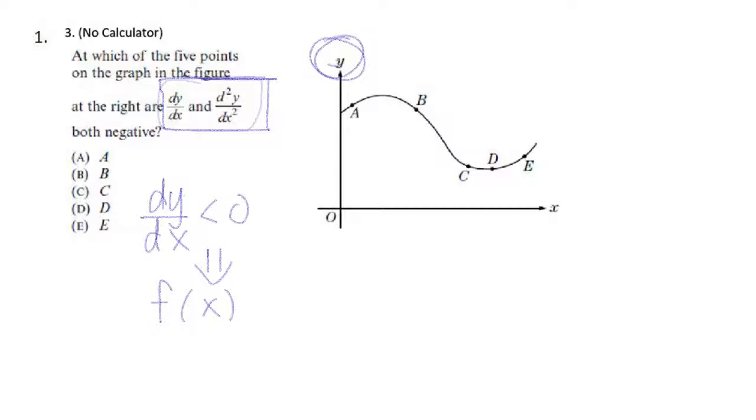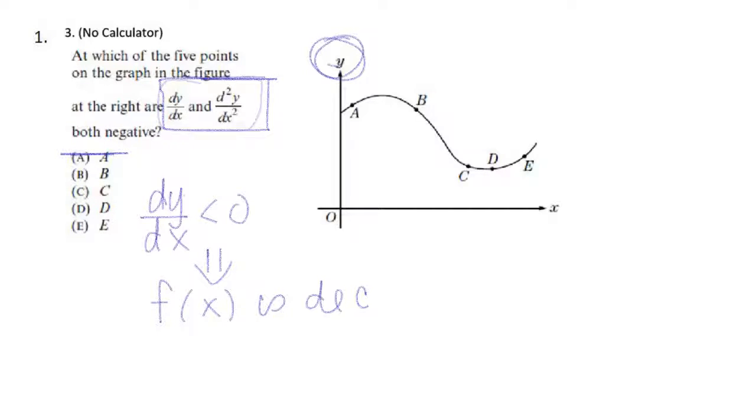What is the original function doing if the first derivative is negative? What's it doing? It's decreasing, right? Do y'all remember that? The function has to be decreasing if the first derivative is negative. So f of x is decreasing. Well, let's look at our points, just examining that. Look at point A. Is f of x decreasing at point A? No, so it can't be point A, so answer choice A is gone.